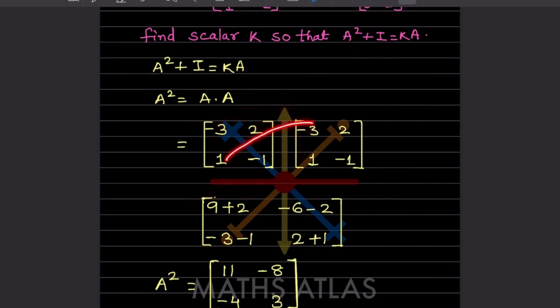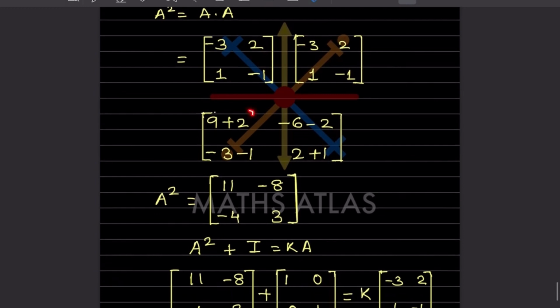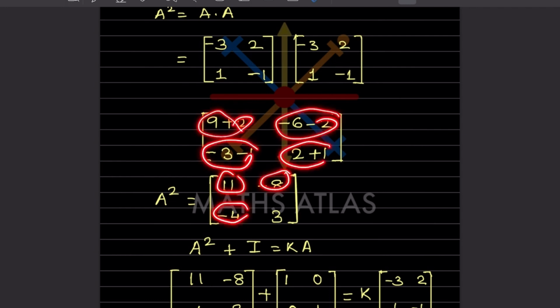Then we'll go for this one. This into this is going to be minus 3, and this into this is going to be minus 1. Now this is done, and we'll go for this one. Minus 3 into 2 is going to be minus 6. This into this is going to be minus 2. Then this into this is going to be 2, and minus 1 into minus 1 is going to be plus 1. After adding, you get 11, minus 4, minus 8, and 3.